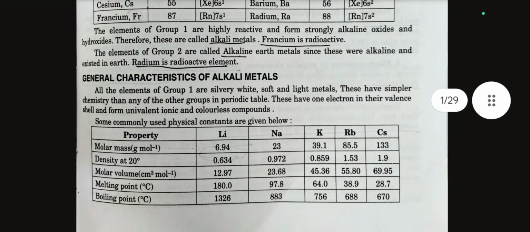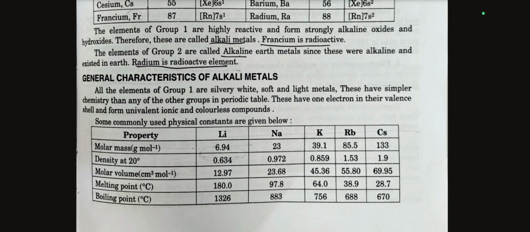General characteristics of alkali metals. All the elements of group 1 are silvery white, soft and light metals. These have simpler chemistry than any of the other groups in the periodic table. These have one electron in their valence shell and form univalent ionic and colorless compounds. Some commonly used physical constants are given below.